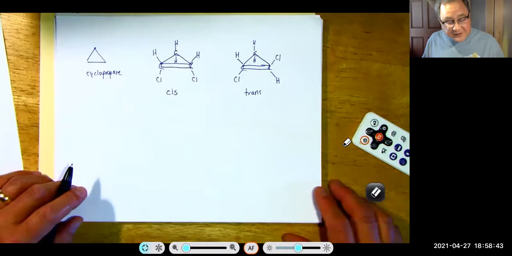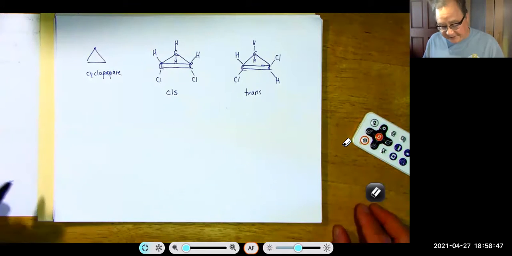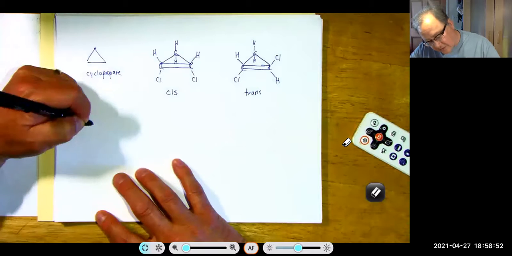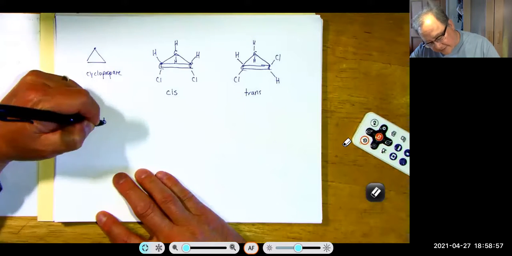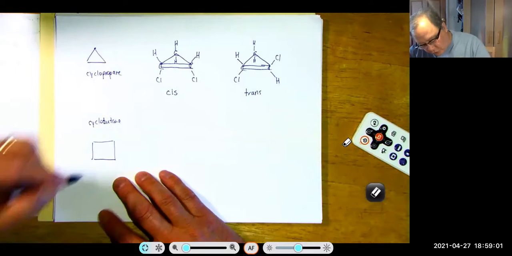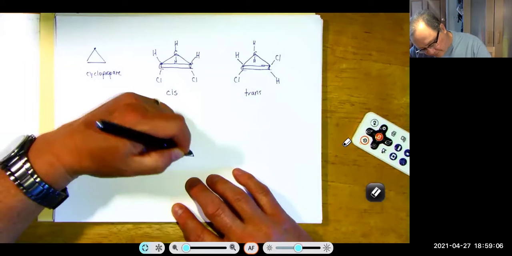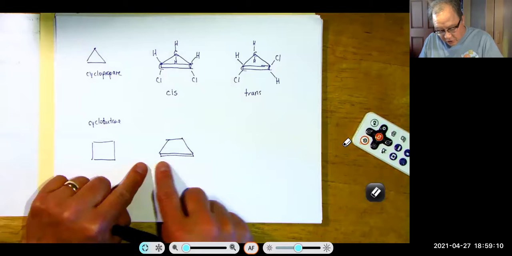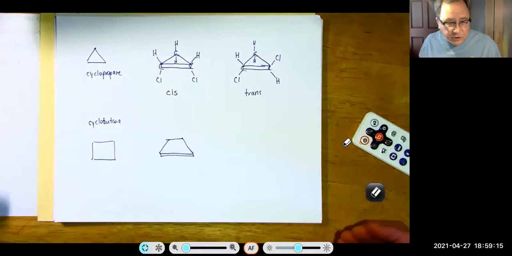So it turns out you can have cis trans for alkenes or cycloalkanes. So if we had a cyclobutane, which looks like this, which would look like this from the edge. So notice on this here that the front edge looks like it's wider than the back edge, but it only looks wider because it's closer to us.